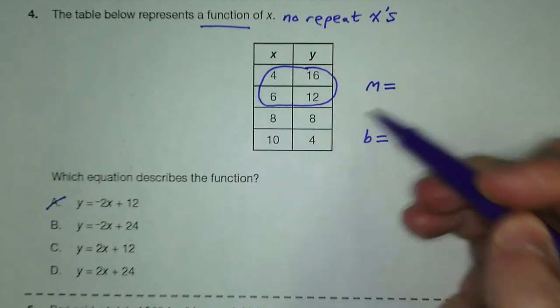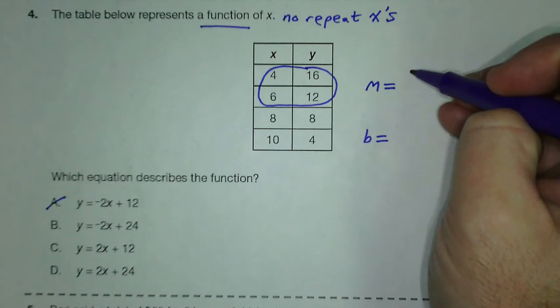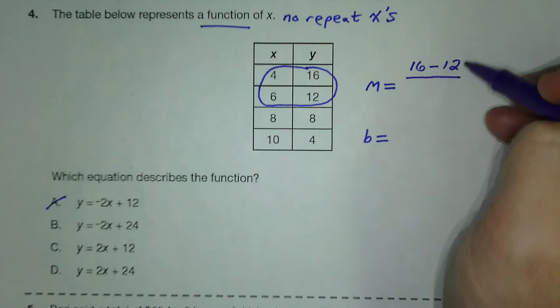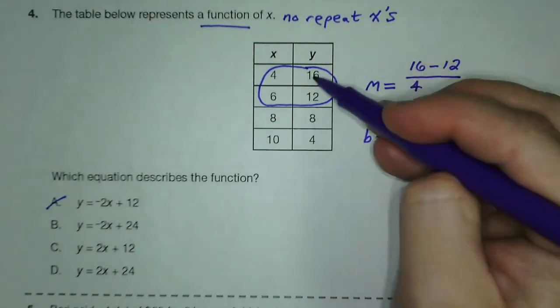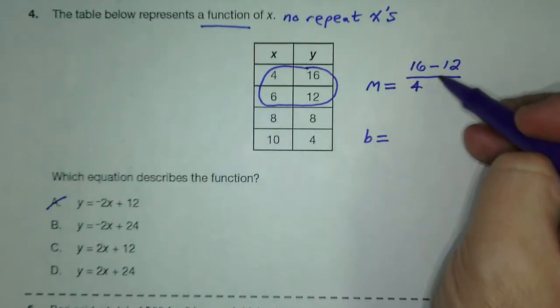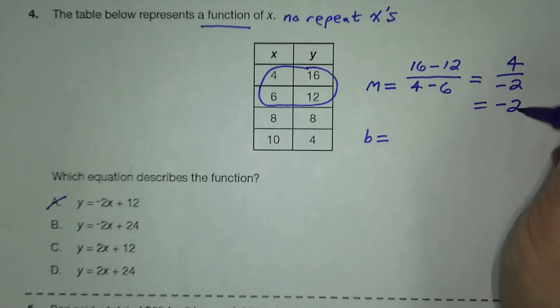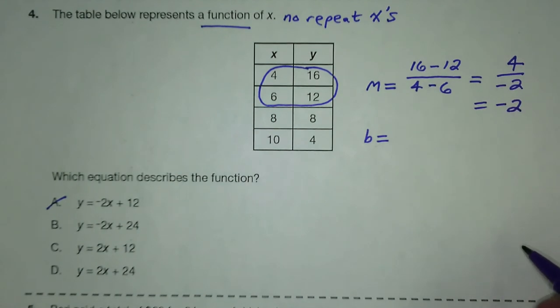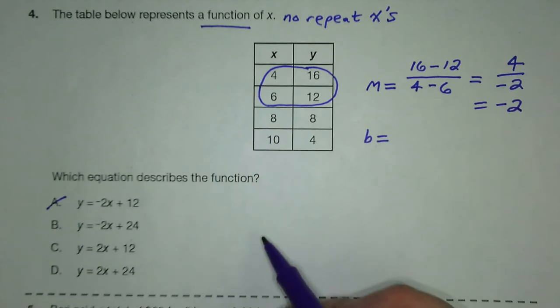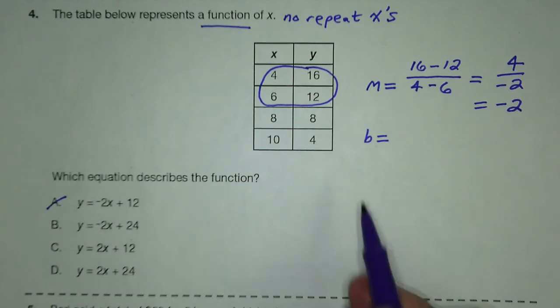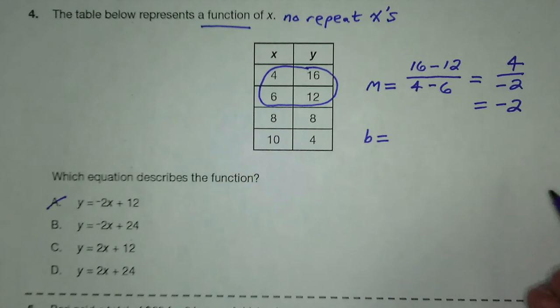4, 16, 6, 12. So remember, slope is the change in y divided by the change in x. So if I did 16 minus 12, the bottom has to be 4 minus 6. 16 minus 12, I believe, is 4. And so my overall slope, oh my gosh, is negative 2. You know what that means? That means I already know what the answer is going to be. Because if it's not A, it's B. But let's continue. Let's see this whole strategy out, okay?